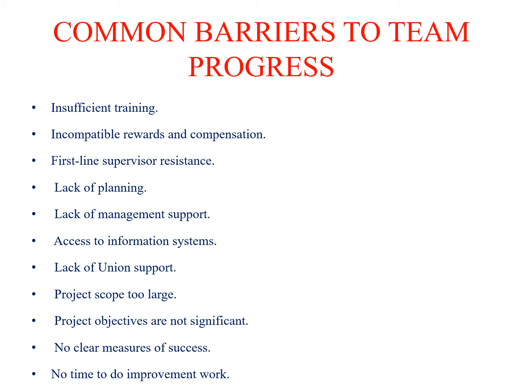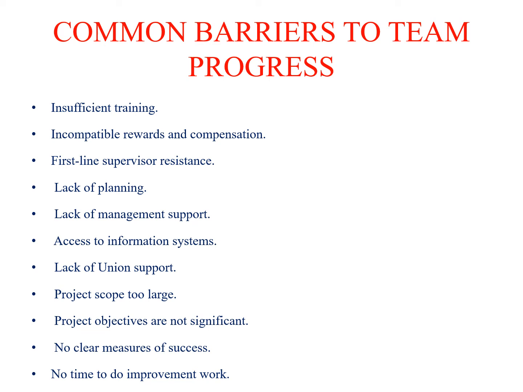Project scope is too large. So what this is about is that the team and organization are not clear on what is reasonable, or management is predicting, or it is its responsibility to guide the team. Project objectives are not significant. Management has not defined what role the team will play in the organization. So this is one of the barriers.